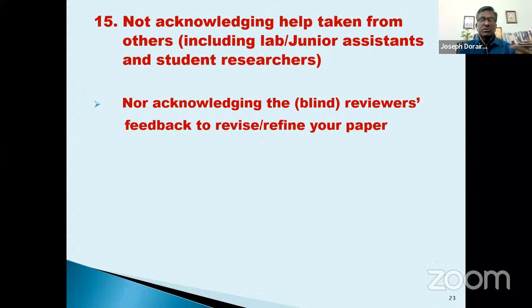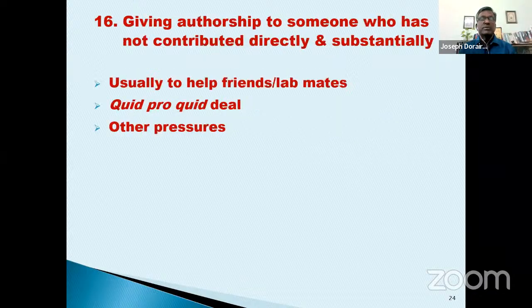And not only that, when you submit a paper to, let us say, an Elsevier journal, there is a blind reviewer. That reviewer has given some comments on the basis of which you have revisited your paper, revised your paper, refined your paper, and submitted it for acceptance. So the blind reviewer's feedback also should be acknowledged. In other words, let us be generous in acknowledging help.